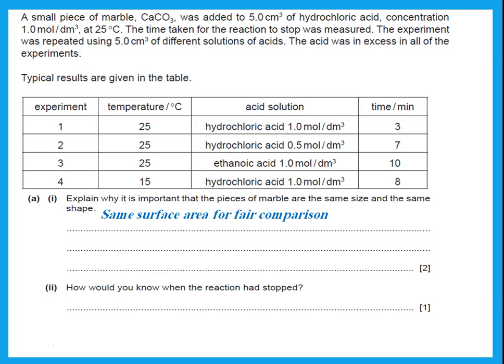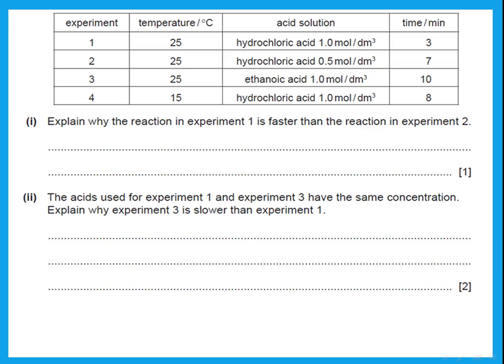How would you know when the reaction had stopped? What reaction is this? This is carbonate with acid, and we know that carbonate with acid gives out a gas, bubbles of gas. So once the bubbles of gas have stopped, no more bubbles of gas, then that means that my reaction has finished.